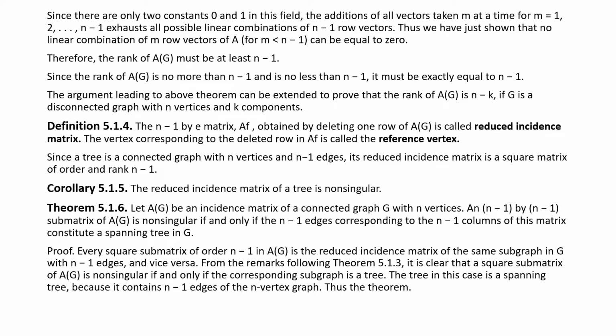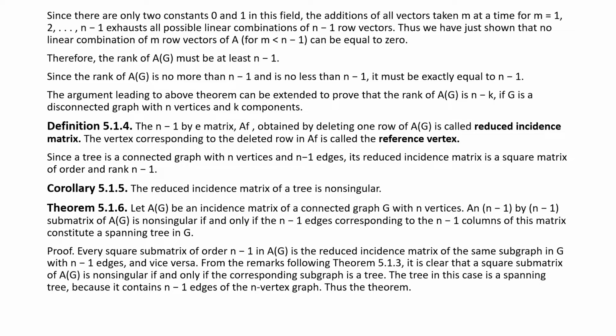Next definition. The n minus 1 by E matrix A_f obtained by deleting one row of A of G is called the reduced incidence matrix. The vertex corresponding to this deleted row in A_f is called the reference vertex. Since a tree is a connected graph with n vertices and n minus 1 edges, its reduced incidence matrix is a square matrix of order and rank n minus 1. Next corollary: the reduced incidence matrix of a tree is non-singular.